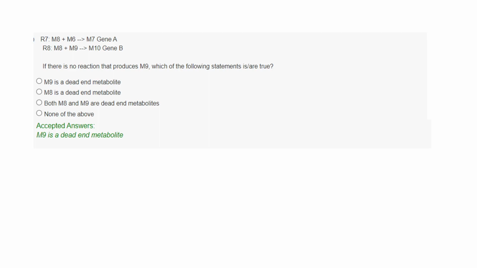But here I am also not very sure about the answer they have provided. But the concept is either it shouldn't get produced or it shouldn't get used. That's a dead end metabolite. If you think of this as a closed reaction, then both M8 and M9 should be dead end metabolites. Yeah, that's true.